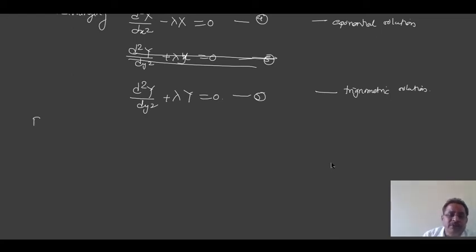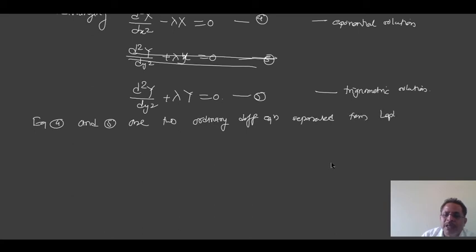Thus equations 4 and 5 are two ordinary differential equations, separated from the Laplace equation in two-dimensional Cartesian coordinates, whose solutions are known.